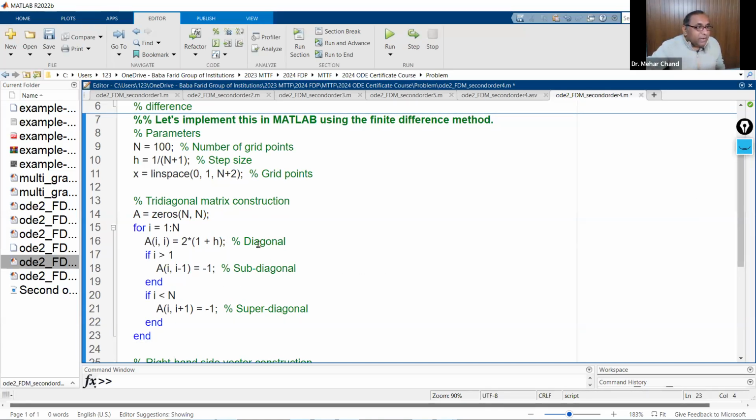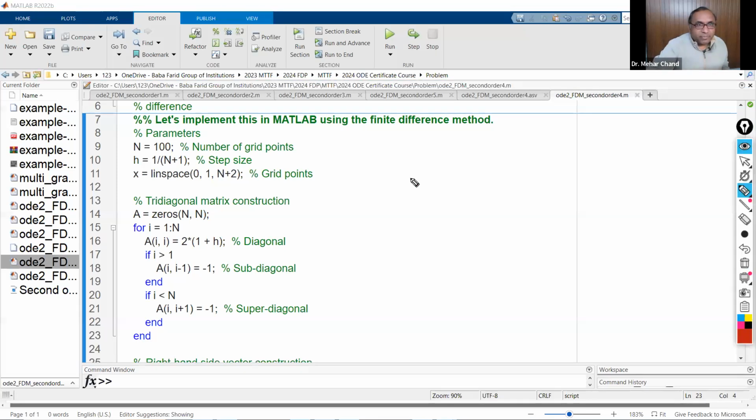And one more thing, the matrix will be tridiagonal. Okay, what do you mean by tridiagonal matrix? There will be only one main diagonal, and then one sub and one above, super. Okay, other elements will be zero, like in this way.